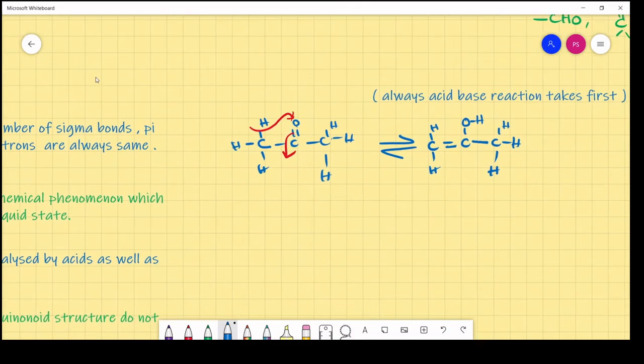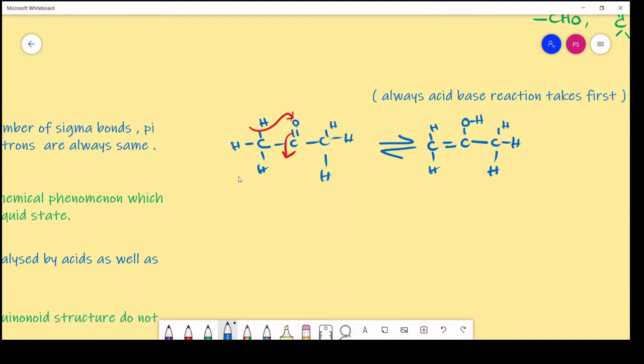Okay. See here, first we are calculating the number of sigma bonds. 1, 2, 3, 4, 5, 6, 7, 8, 9. Here 9 sigma bonds. And here see, 1, 2, 3, 4, 5, 6, 7, 8, 9. Here also 9 sigma bonds. Then pi bonds. See, here 1 pi bond. Here also 1 pi bond.